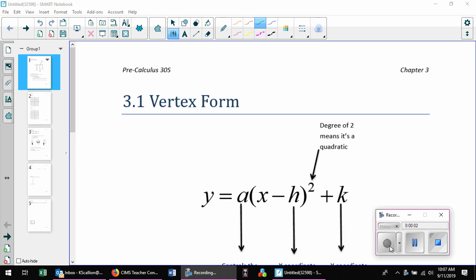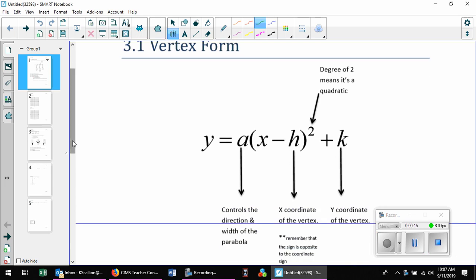Or 3.1 in vertex form. So it's super exciting, and you learned it yesterday, so it's going to be easy peasy. Yesterday we kind of looked at what each part did. So now we're putting them all together in one equation.